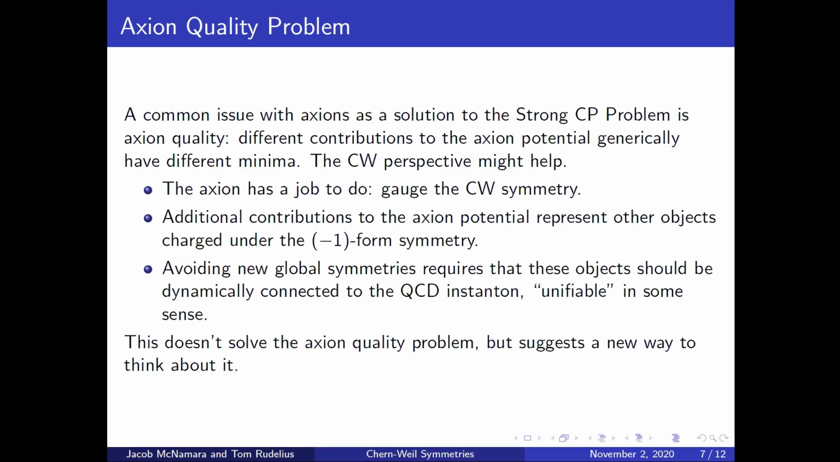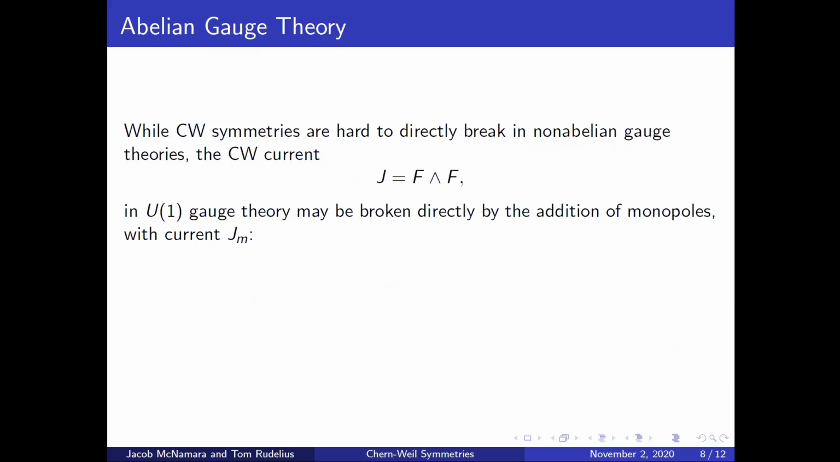All right. So this is what I have to say about non-abelian gauge fields. Let me take a second and now talk about abelian gauge fields, where the story is different. For non-abelian gauge theory, we saw that Chern-Weil symmetries are pretty hard to just directly break. We always find this pattern where there's a combination of the current with other currents. In abelian gauge theories, that's not true.